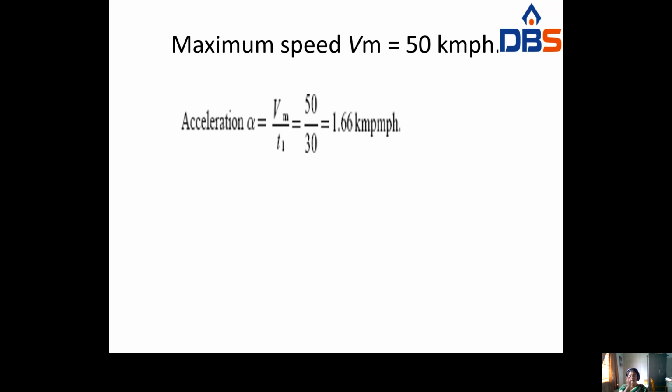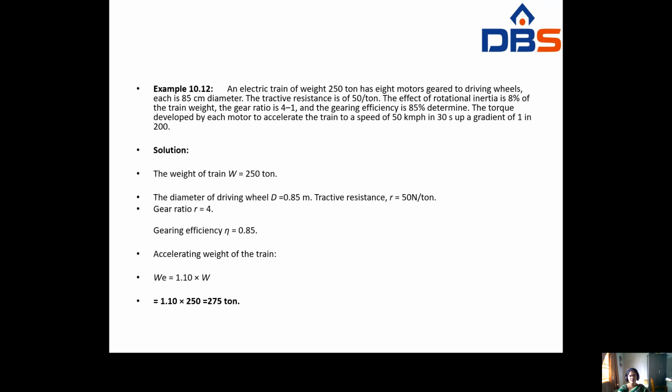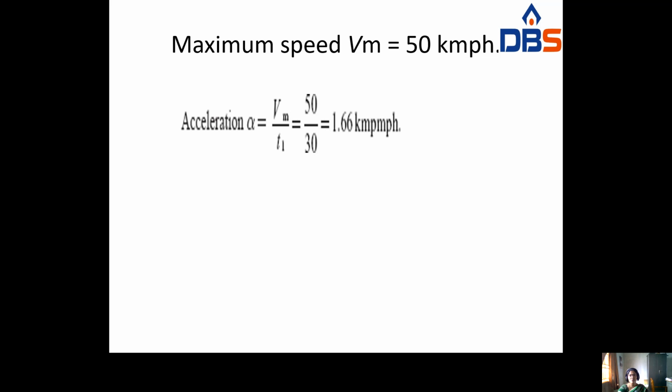Acceleration alpha equals Vm by T1. The maximum speed given in the problem is 50 km per hour, and T1 is 30 seconds. So we write 50 by 30, and the acceleration alpha will be 1.66 km per hour per second.